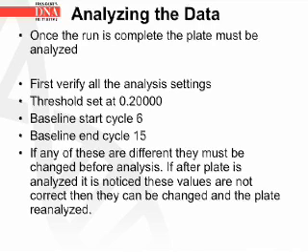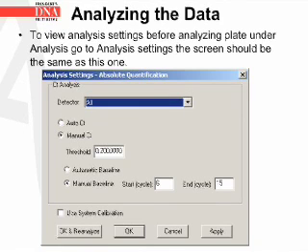Once the run is complete, the plate must be analyzed. First, verify all the analysis settings. The threshold should be set at 0.20000, the baseline start cycle should be 6, and the baseline end cycle should be 15. If any of these are different, they must be changed before analysis. If after the plate is analyzed, it is noticed these values are not correct, then they can be changed and the plate reanalyzed. To view the analysis settings before analyzing the plate, under Analysis, go to Analysis Settings, and the screen should be the same as this one below.